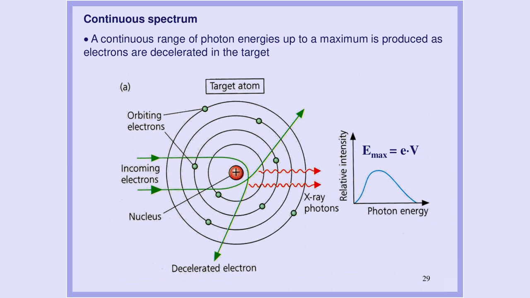These photons have a continuous range of energies up to a maximum that equals the energy of the incoming electrons, equal to the product of the electron charge and the voltage applied to the X-ray tube. This is the continuous spectrum, or braking radiation.